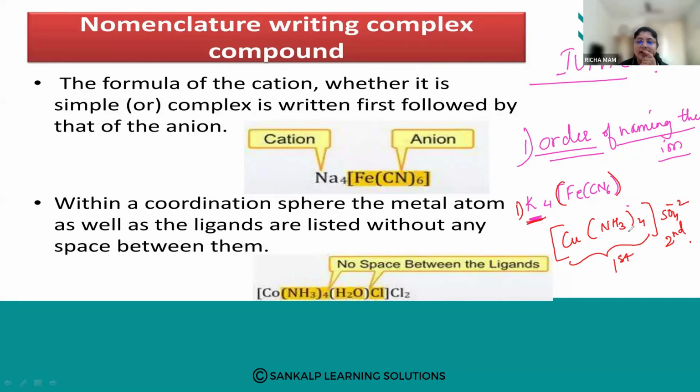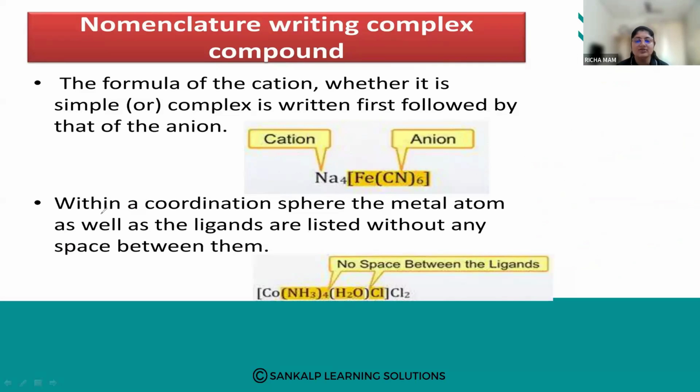So your [Cu(NH3)4]. If you do not write this sulfate, this will be +2, because the charge on the sulfate is -2. So you have to name this first entity. Got it now? Understood? So whenever any complex is given, the positive entity, the cation, is named first, followed by the anion. Now this was the first rule.